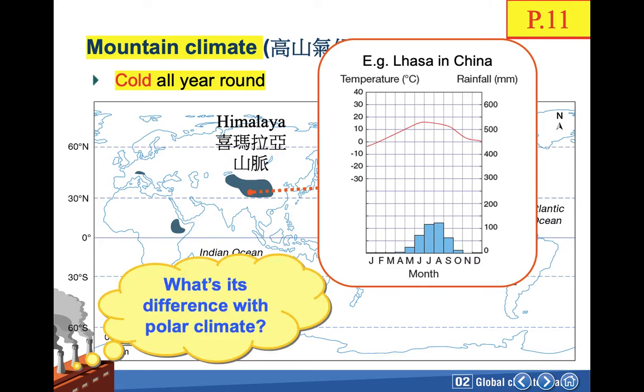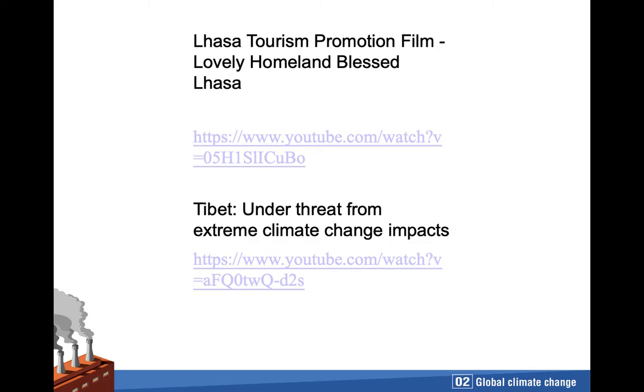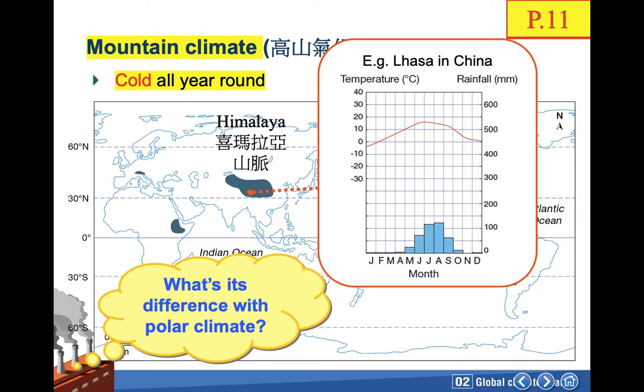As you have learned, we have 6 different types of climate, and some of them look alike. So let's see the difference between the mountain climate and the polar climate. If you compare them, first of all, the polar climate is much colder, and the polar area is dry throughout the year. The rainfall is not as much as in the mountain climate.